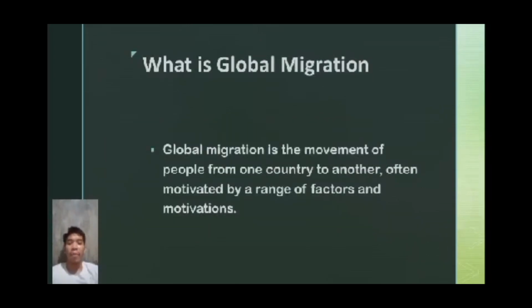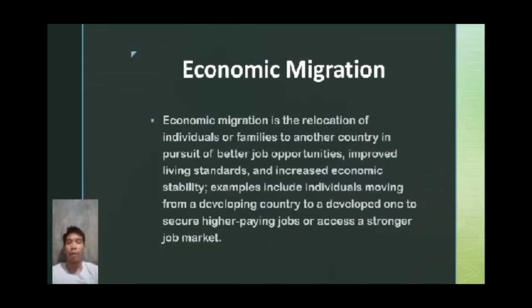What is global migration? Well, global migration is the movement of people from one country to another, often motivated by a range of factors and motivations. There are four types of global migration. The first one is economic migration.